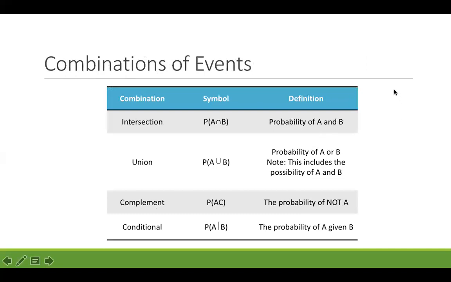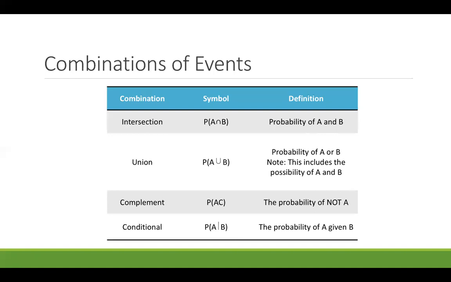So next is a combination of events. You'll see these a lot with these symbols. The symbols are important to know and to know the definition. So an intersection is just the probability that A and B will occur. It's different from a union because a union is the probability that A or B will occur. So if A and B do both occur, that does include a union because they can both occur and still be considered a union.